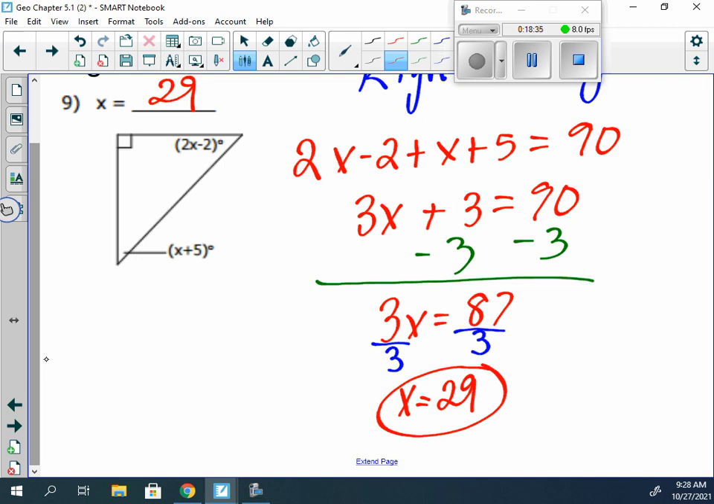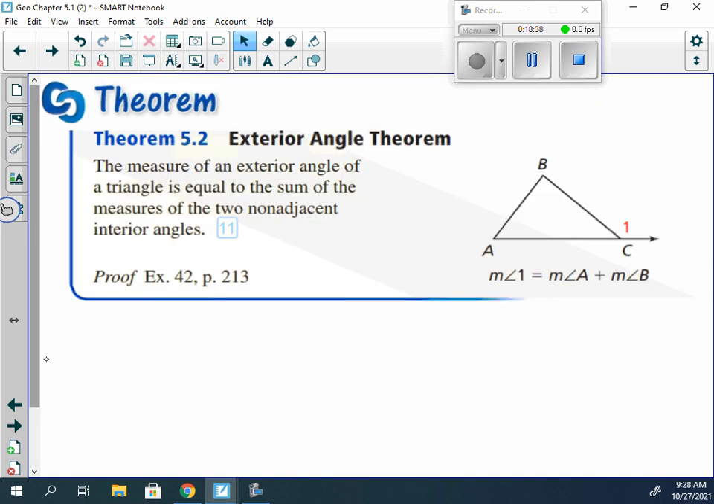Well, that moves us to the last theorem that we're going to learn today, the exterior angle theorem. The measure of an exterior angle of a triangle is equal to the sum of the measure of the two non-adjacent interior angles. Not adjacent, not next to, the opposite to interior. Now, the interior angle at where 1 is, let's call the interior angle 2, just so we're not confused on what we're talking about.